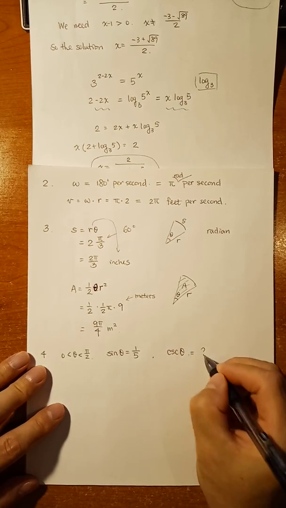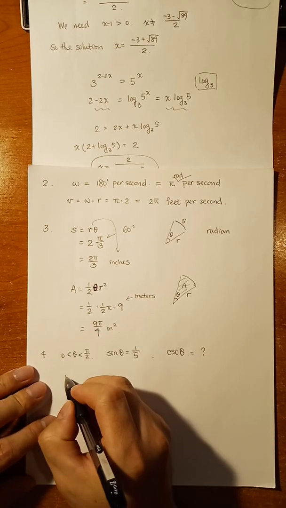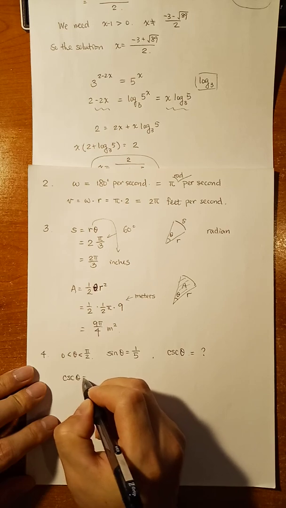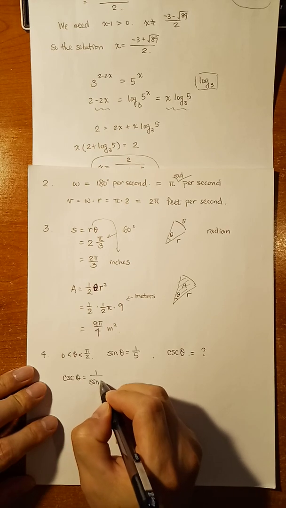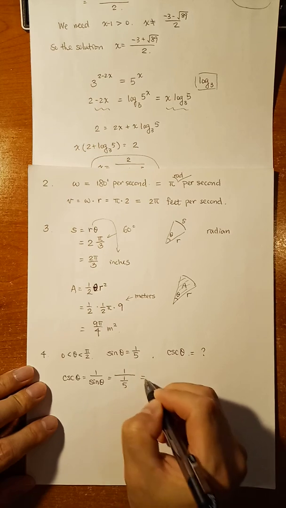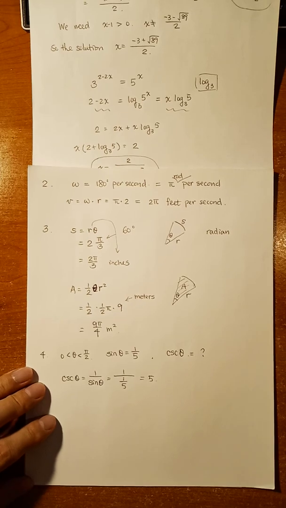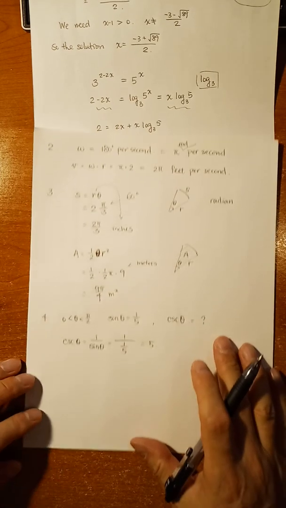Cosecant theta. Remember, what is cosecant theta? Cosecant theta is 1 over sine. So sine is 1 over 5. 1 over 1 over 5 is 5. So nothing you need to do. Just directly apply the relation. All right? This is the simplest problem.